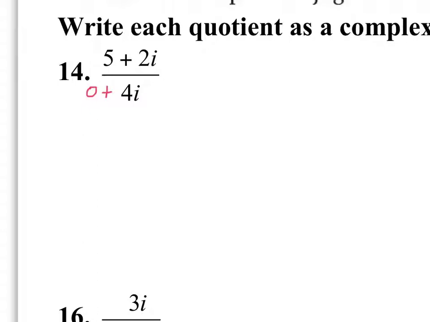So then what's the conjugate of this? 0 minus 4i. Now, since I don't need to write the 0 part, the conjugate is just going to be negative 4i. And we're going to multiply the top and the bottom by that conjugate. Now, do you know why we multiply the top and the bottom by that?